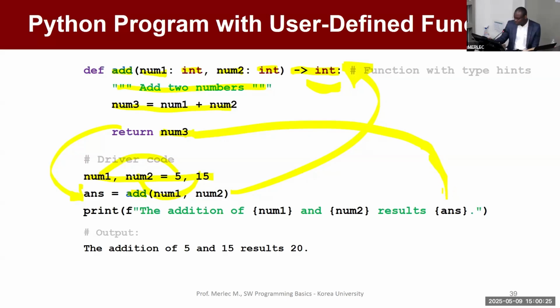Here I mistook the name of the variable. It should be num3, not that one. This should be num3. Please correct that in your notes. This should be num3, where we pass the values. And then the result will be the addition of 5 and 15 equals 20.